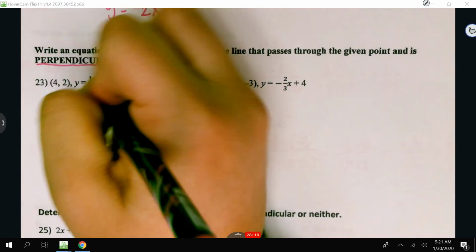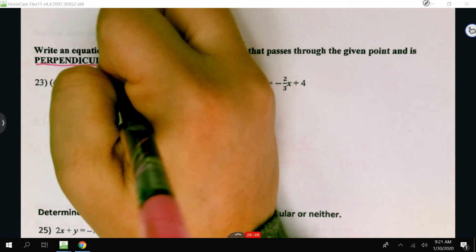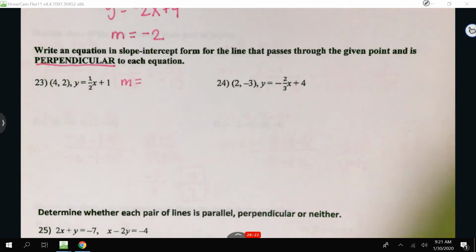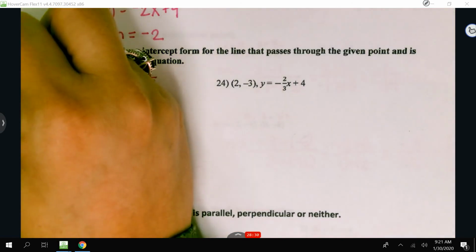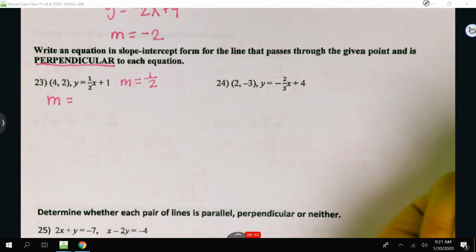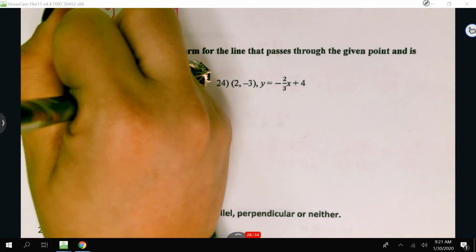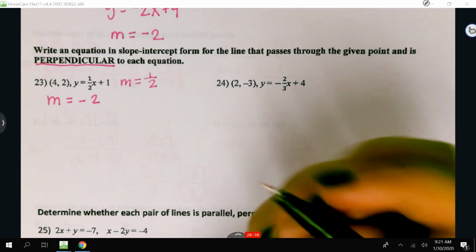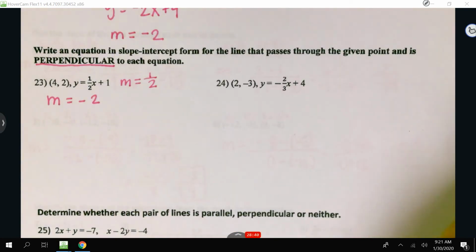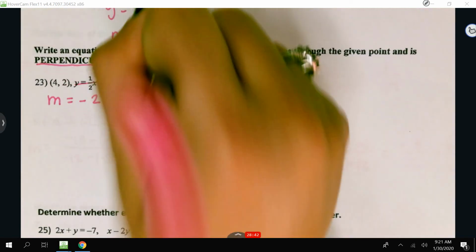So, what do I need out of this equation? The 1 over 2x. The slope, which is 1 over 2. Okay? Am I going to use that same 1 over 2 for my new equation? No. What is going to be the new m that I use? Negative 2 over 1, or just negative 2. Okay? Do I need any of this anymore? No. You don't need any of that.